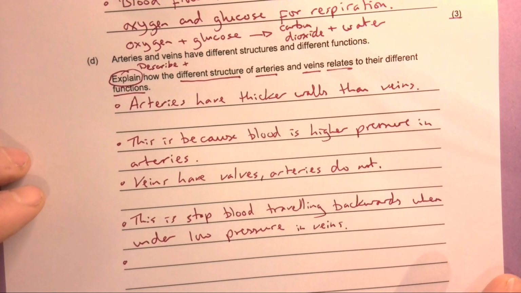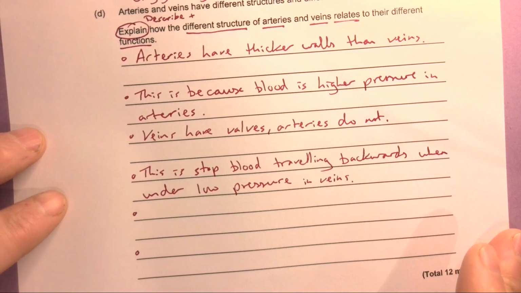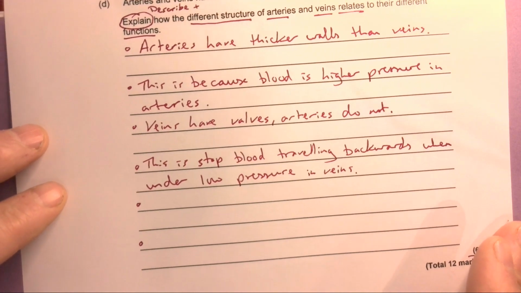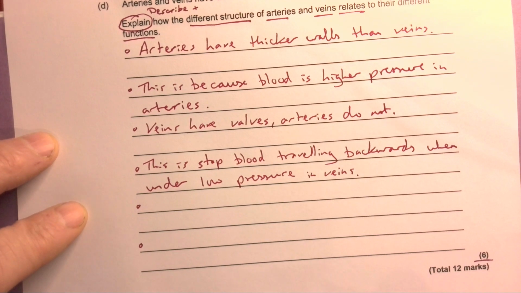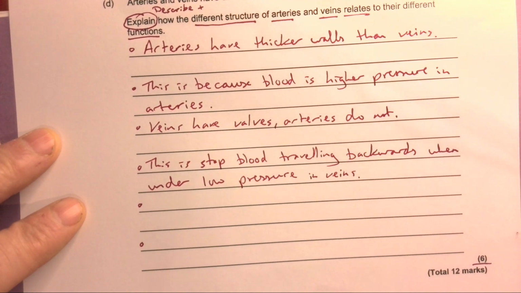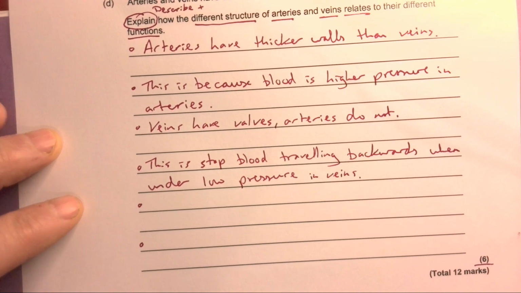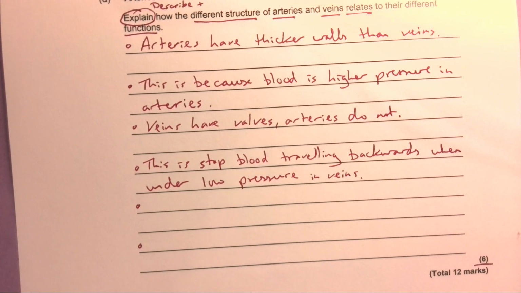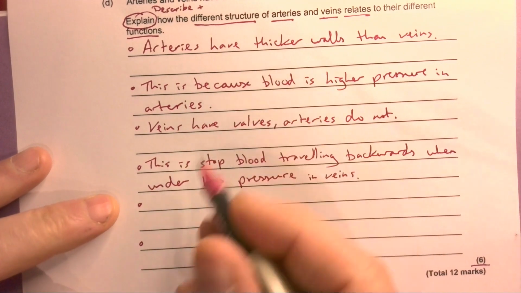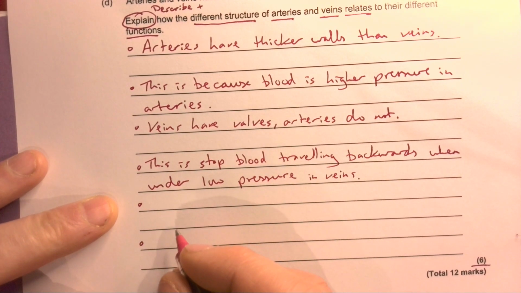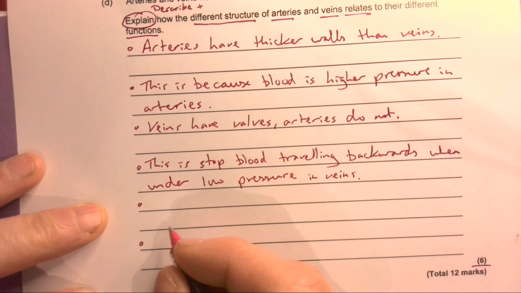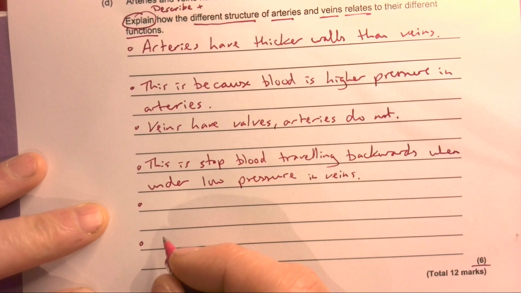Okay, what else do we know about the different structure of arteries? Well, we could say arteries are more elastic. The walls are more elastic to allow them to return back to the original shape. Could talk about here the structure of the arteries. I know that the reason that arteries are higher pressure is because they carry blood away from the heart.